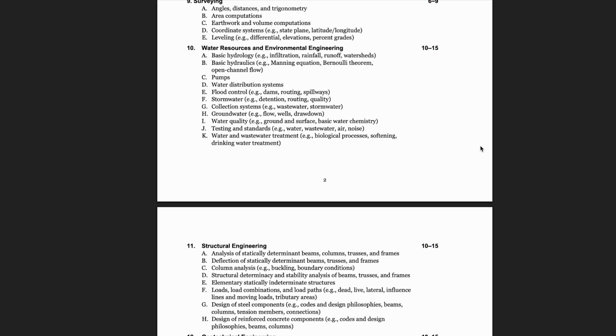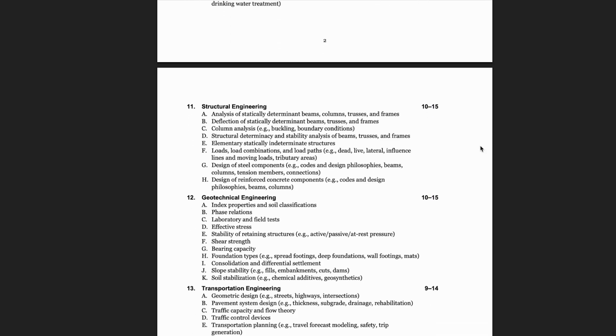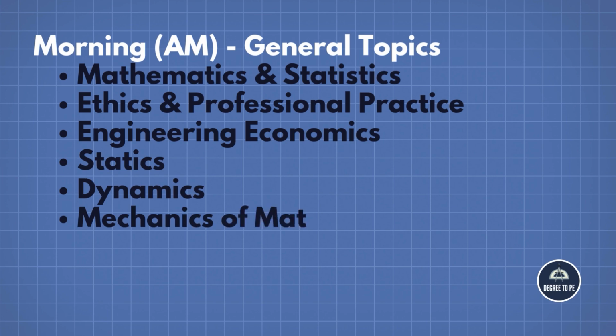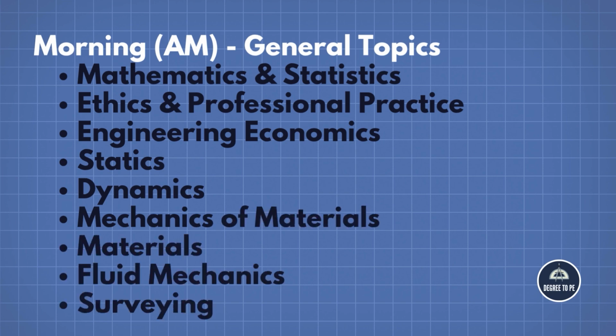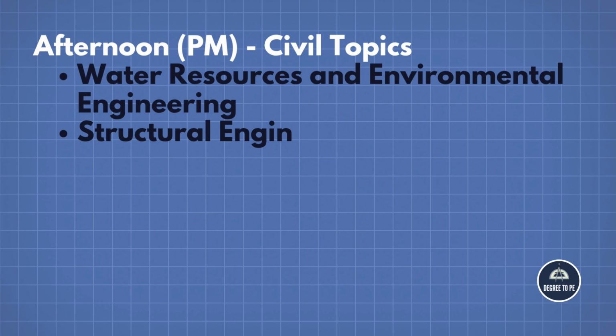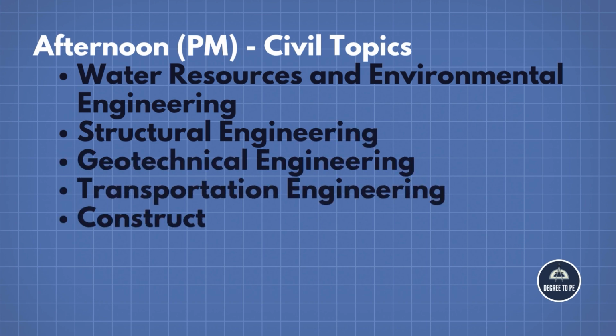In the morning session of the FE exam, most of the questions are going to be over the general topics like math and statistics, ethics and professional practice, engineering economics. And then in the afternoon portion, that's when you have the more specific topics to the discipline that you chose. So in the FE Civil exam, that's where you'll see more of the water resources and environmental engineering questions, as well as the structural, geotech, transportation, and construction engineering questions.